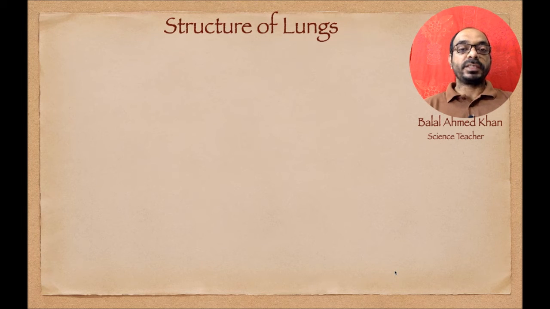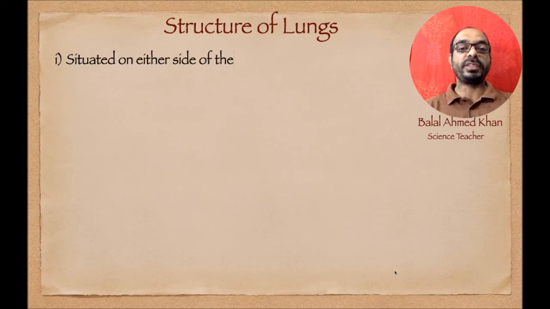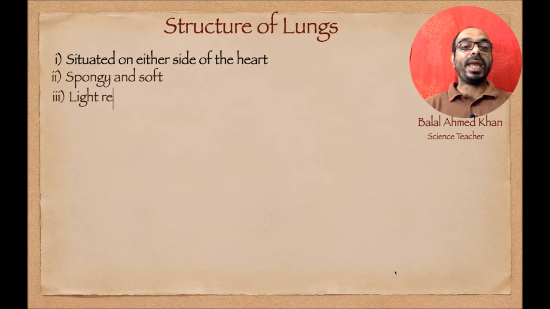Structure of lungs. There are two lungs situated on either side of the heart. This organ is in the chest cavity, or thoracic cavity, between the two sides, on either side of the heart. The second characteristic is that they are spongy and soft. And the third characteristic is that they are light reddish in color.